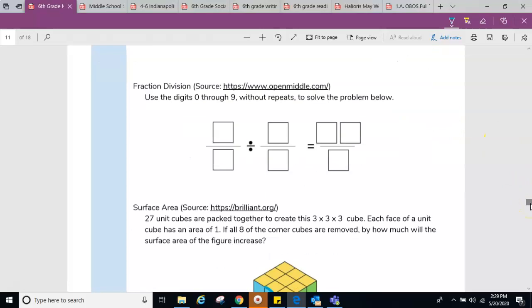Fraction division, so again you use 0 to 9 only once to solve the problem below. So it's going to be like the ones you've done before, but this is with fractions. Remember, this is tricky. When you divide with fractions, you're going to do the keep, change, flip method. So make sure you take into consideration that with the digits 0 to 9.